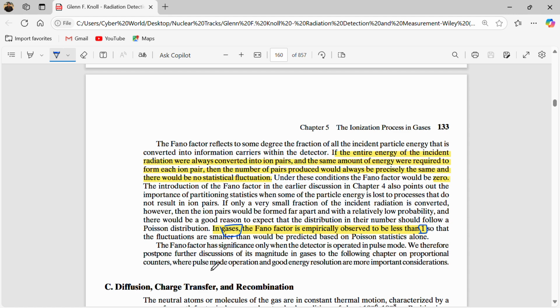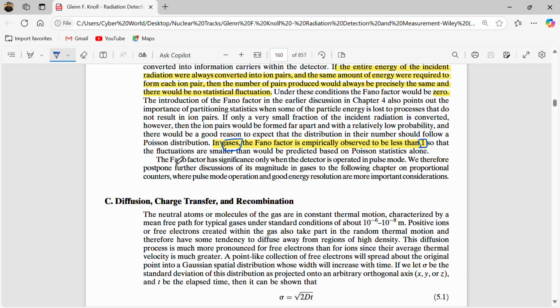The Fano factor has significance only when the detector is operated in pulse mode. We therefore postpone further discussion of its magnitude in gases to the following chapter on proportional counters, where pulse mode operation and good energy resolution are the most important considerations. So here we are just dropping the Fano factor.